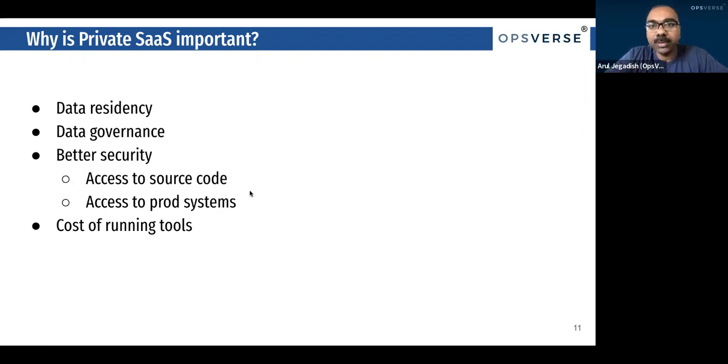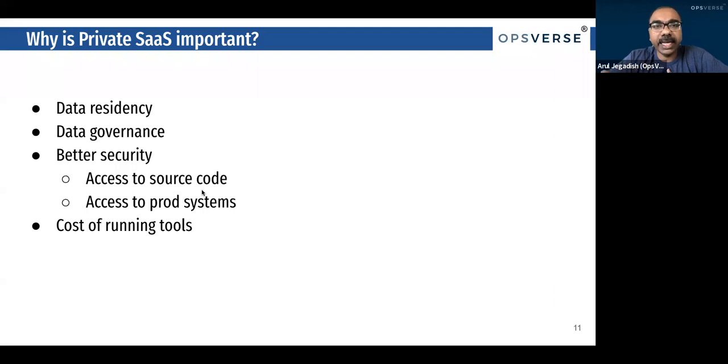Now, if you look at DevOps tools, these are the tools that need access to your source code. These are tools that need access to your production systems. So you really need tight security controls around these tools. There are a couple of examples here.